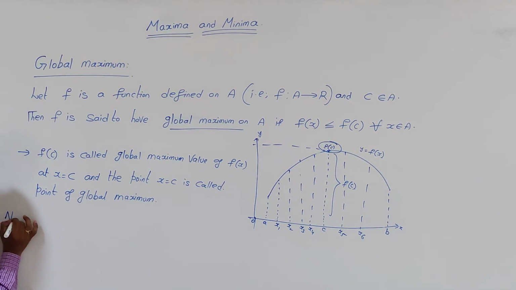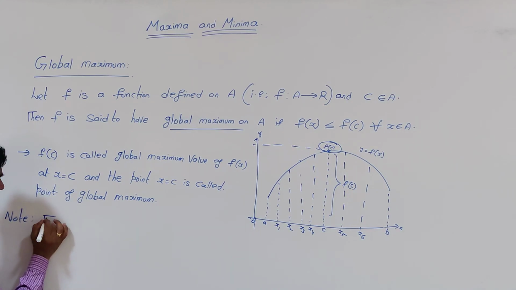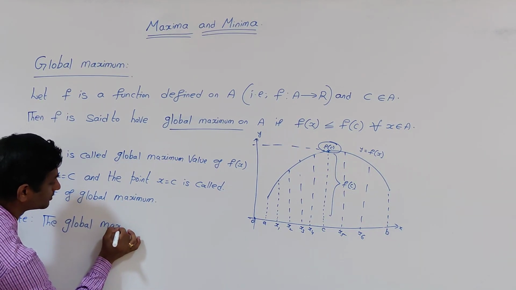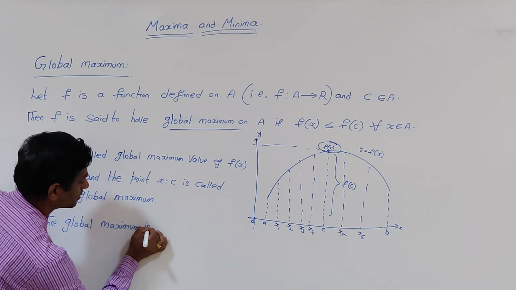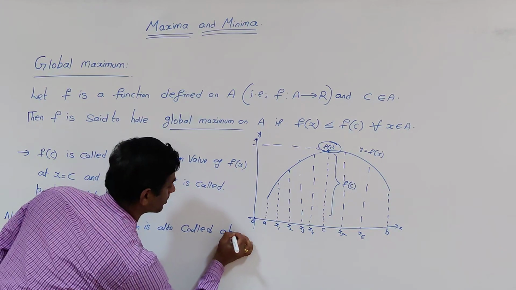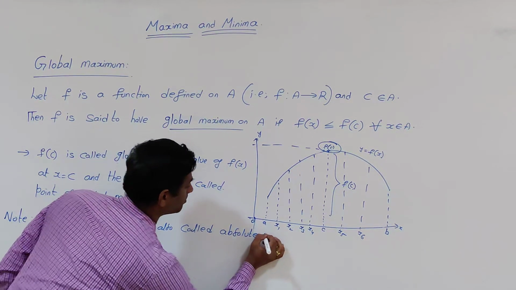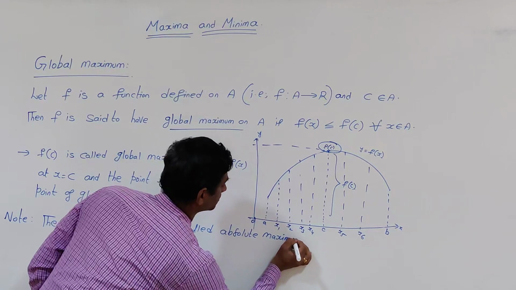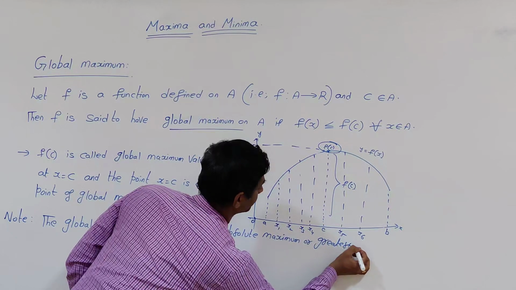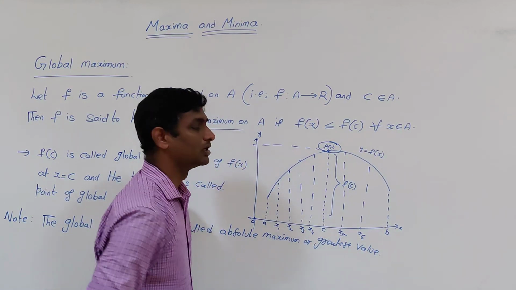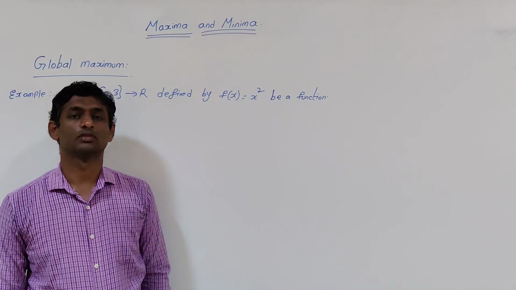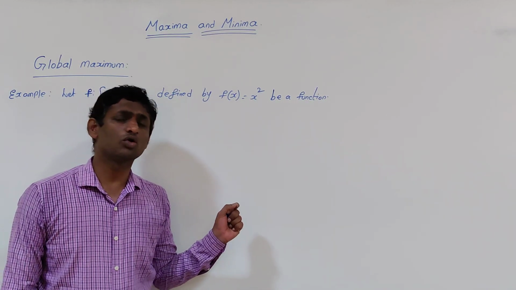Note, the global maximum is also called the absolute maximum or greatest value. Now we will see one example on the global maximum.